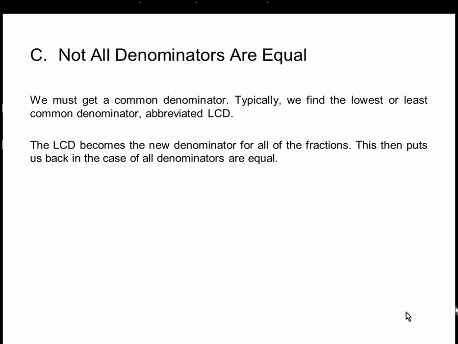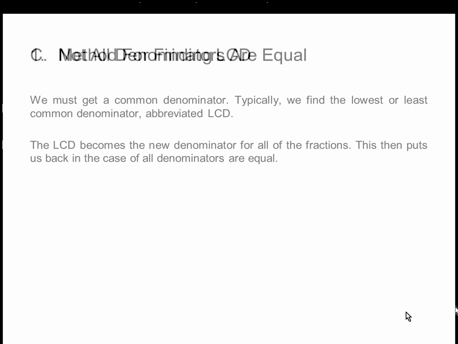Okay, now notice that the denominators being opposite was actually a special situation of not all denominators are equal. So we have to figure out, how do you find the LCD? Remember, if all you're doing is finding the LCD but not adding subtracting fractions, it's the LCM. You're finding the lowest common multiple. So the method for finding the LCD.